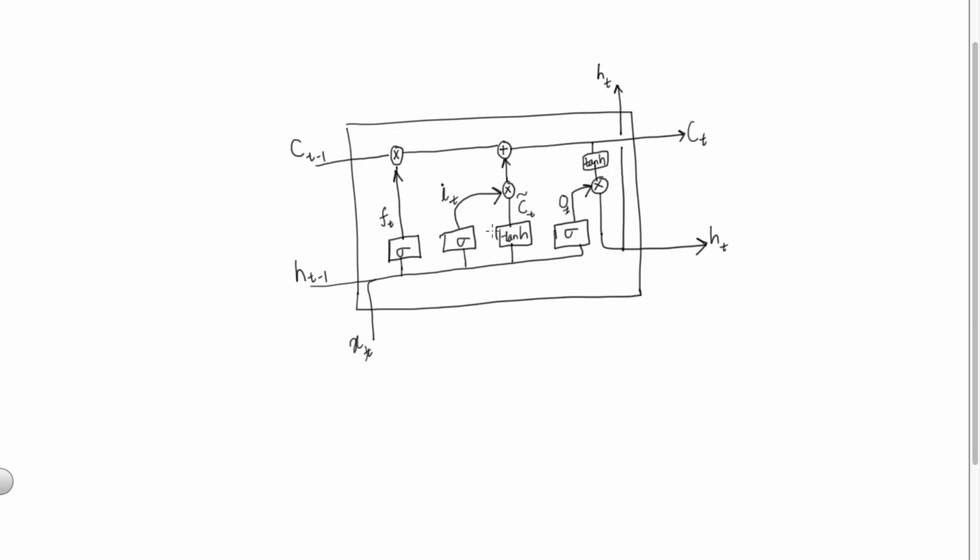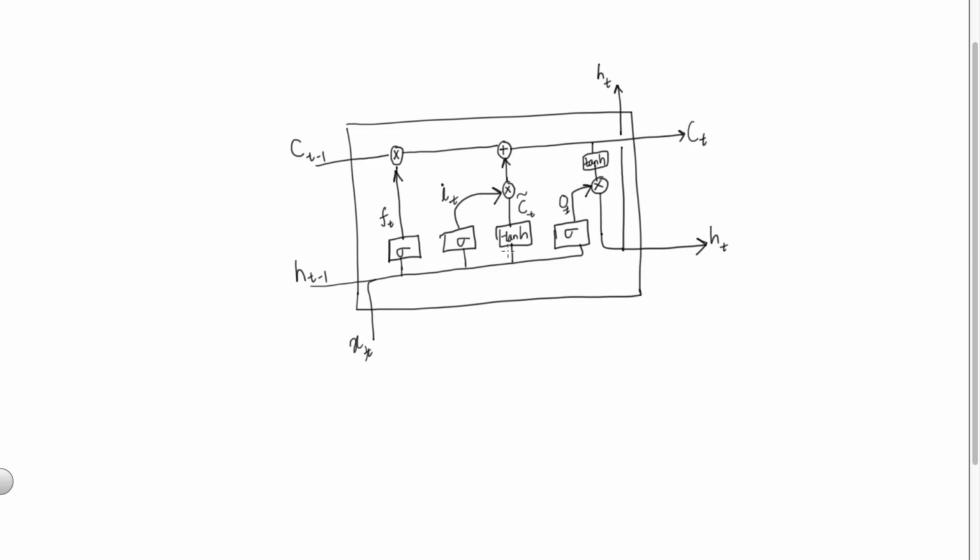Now let's talk about this part. We have to decide what new information is to be passed on and stored in the cell state. This has two parts. Firstly, there is the sigmoid layer, which is also known as the input gate layer. The work of the sigmoid layer is to decide what values are to be updated. It releases a number between 0 and 1, and accordingly we decide what information is to be updated.